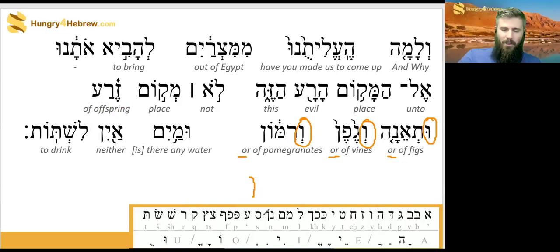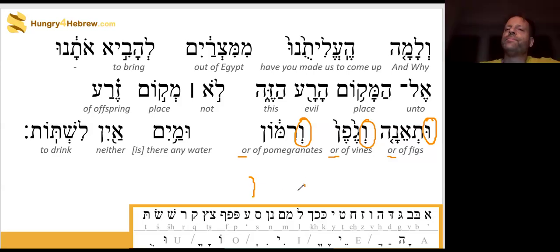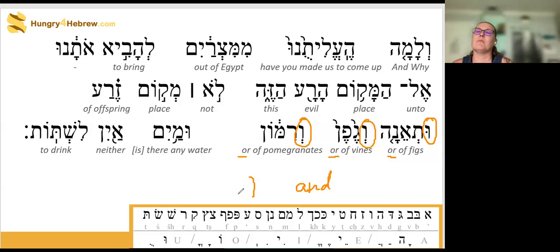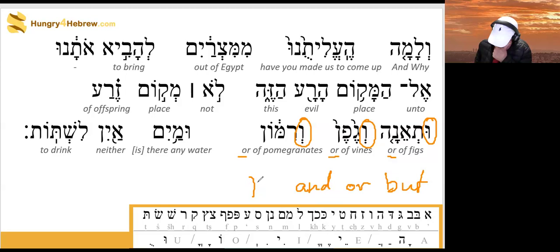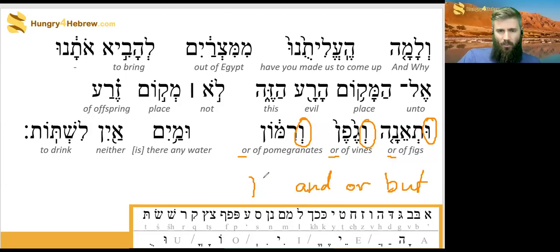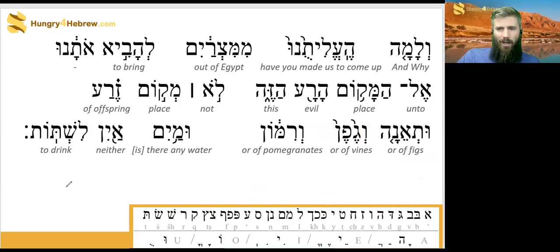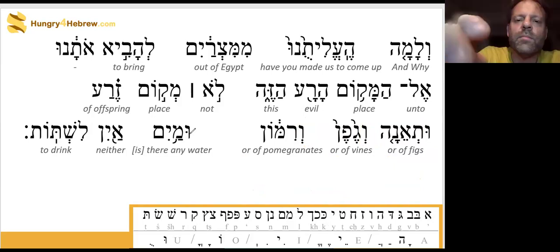Vav in Hebrew is much more versatile than 'and' is in English. Vav is simply a conjunction, and it can be translated in a variety of different ways, whether it's a transition word, like 'so' or 'then', or a conjunction, 'and', or possibly even 'but'. So check out the context, make sure it makes sense, and translate it that way. It's okay. You don't have to translate vav as 'and' all the time. It's much more versatile than that.